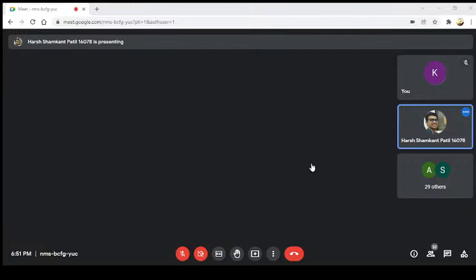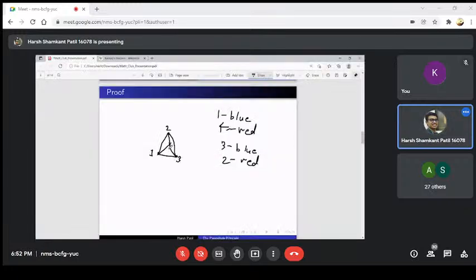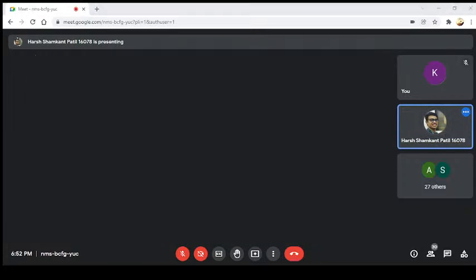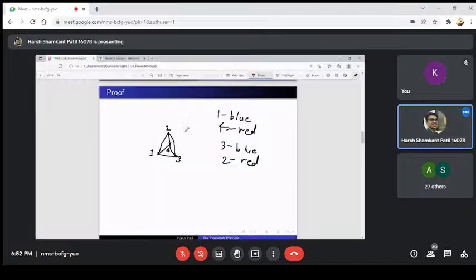The other possibility is that none of these edges are blue. In that case, they are all red, and 2, 3, and 4 will form a red triangle. So in either case, we are getting a monochromatic triangle, a triangle of the same color. So yeah, we are done with this proof.